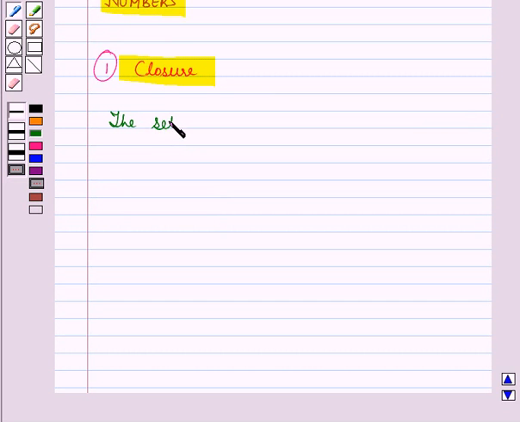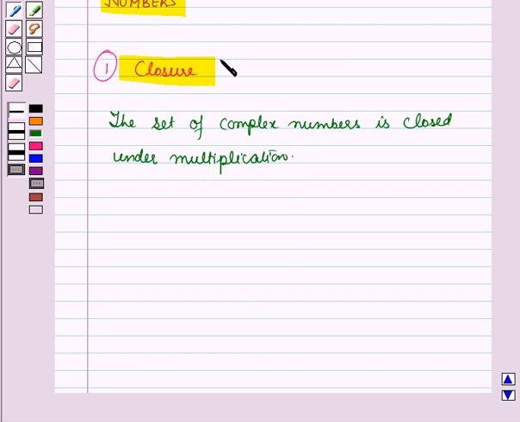Now, the set of complex numbers is closed under multiplication. That is, if we perform multiplication operation on two or more complex numbers, the result will also be a complex number. Now let us prove this.